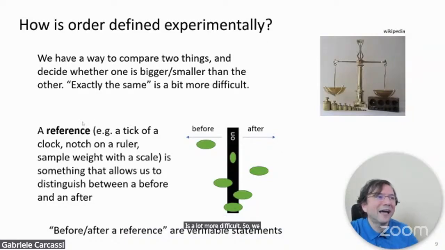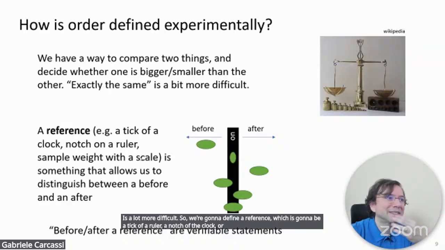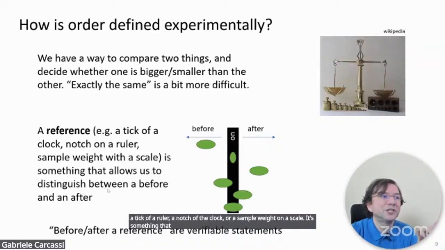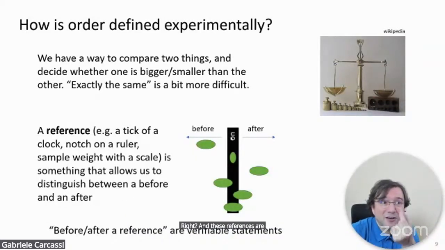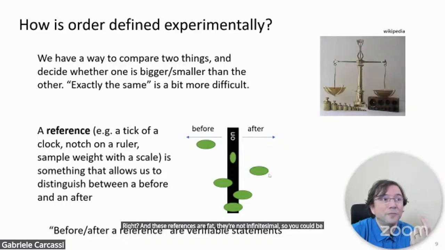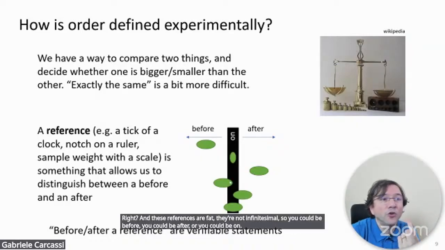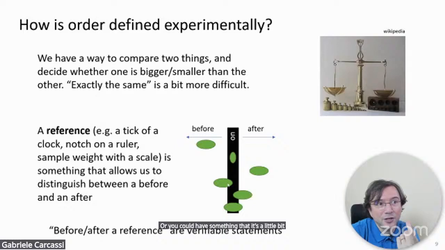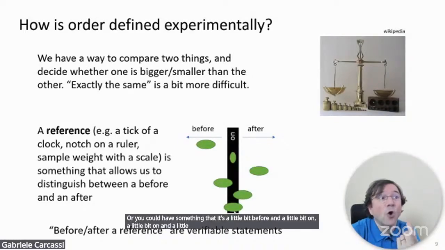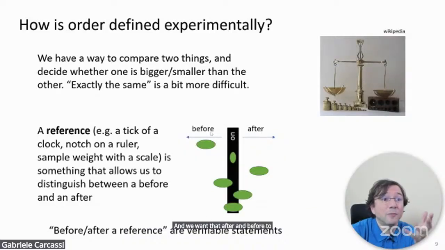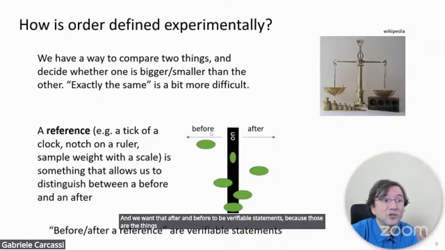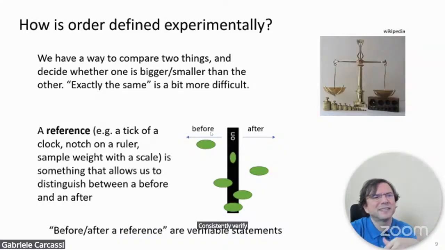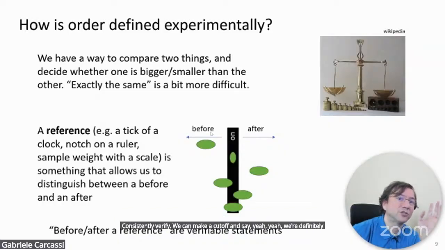So we're going to define a reference, which is going to be a tick of a ruler, a notch of the clock, or a sample weight on a scale. There is something that allows us to distinguish between a before and an after, right? And these references are fat, they are not infinitesimal. So you could be before, you could be after, or you could be on, or you could have something that is a little bit before and a little bit on, a little bit on and a little bit after, or before, on, and after. And we want after and before to be verifiable statements, because those are the things that we can actually consistently verify. We can make a cutoff and say, yeah, we're definitely above, or we're actually below that reference.